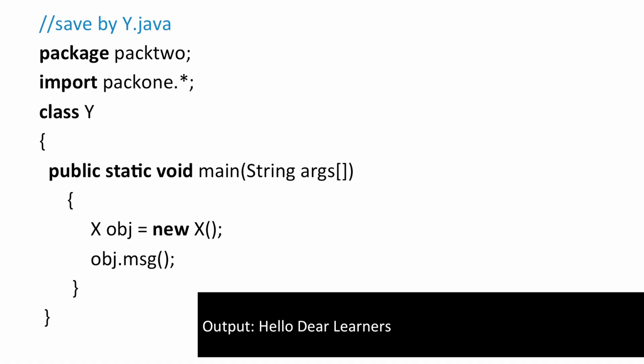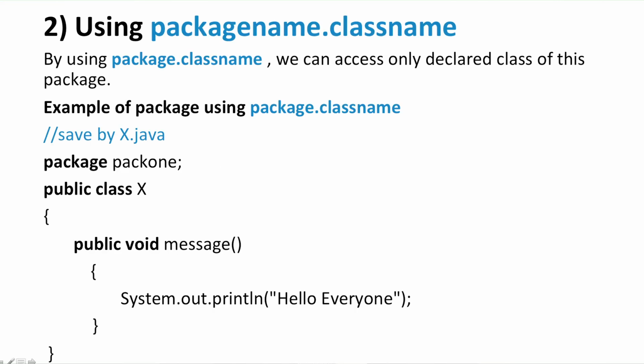The output will be hey, hello dear learners. So in this we have discussed way 1. Now way 2. Way 2 is using package name dot class name. Now here let me tell you the scenario. By using package dot class name, we can access only declared classes of this package. So what we can access? We can access only declared class of this package.